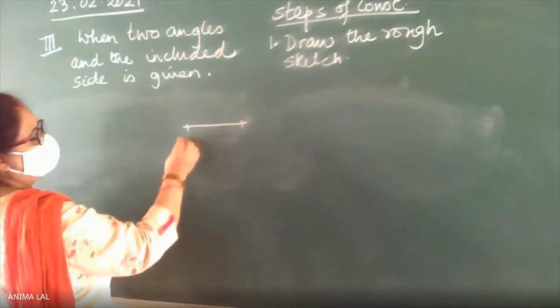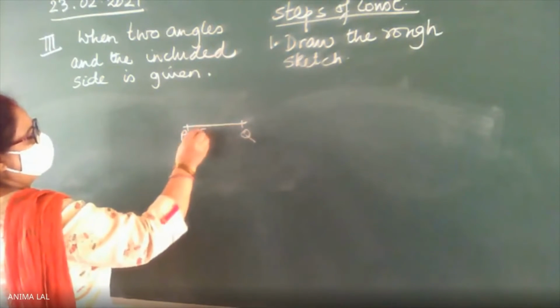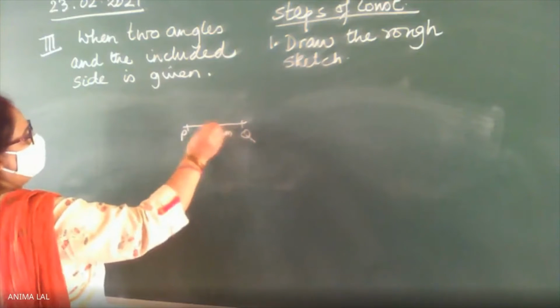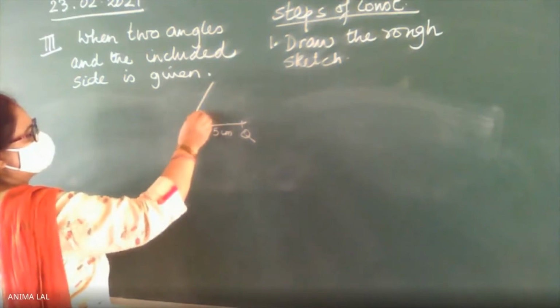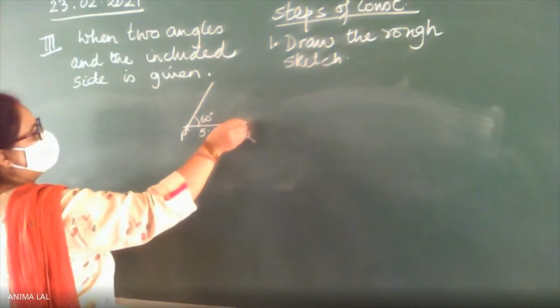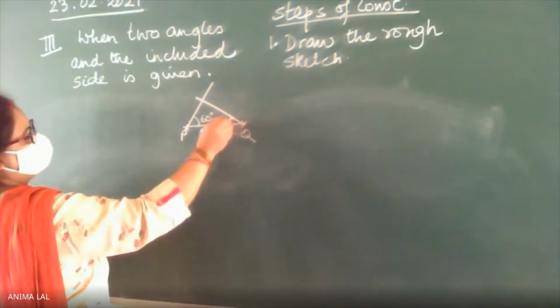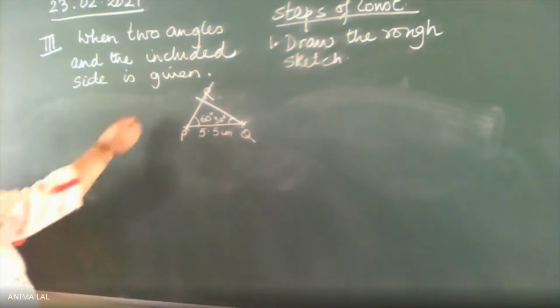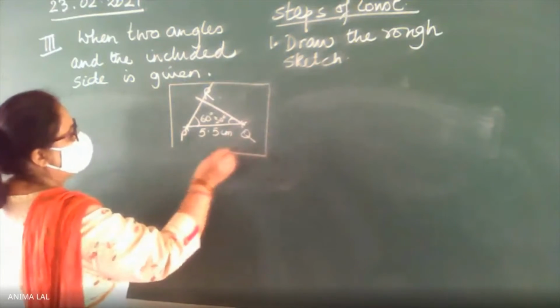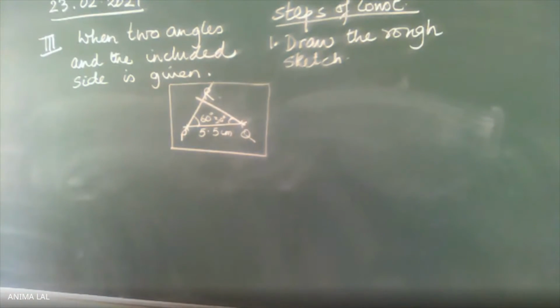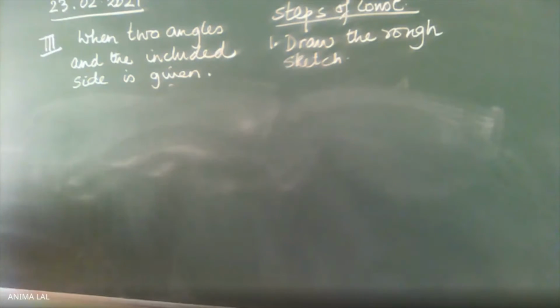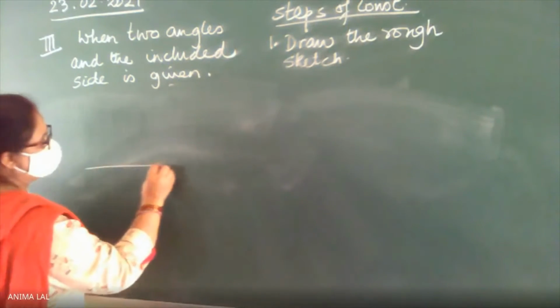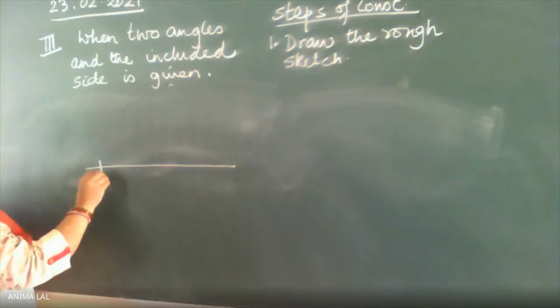Baseline was PQ of 5.5 centimeter. Angle P is 60 degrees and angle Q is 30 degrees. This will be point R. So this is the rough sketch which you will draw just using your ruler and pencil. Done.